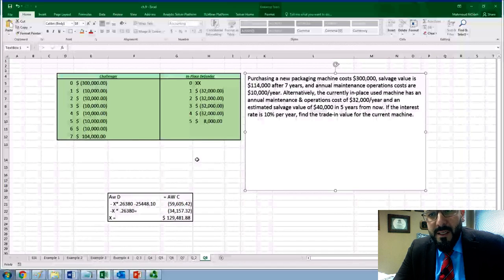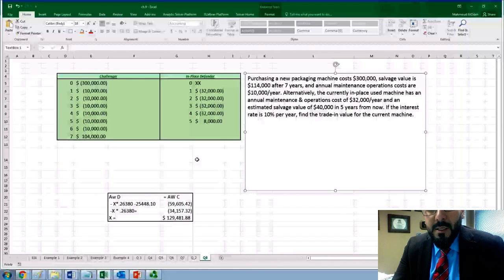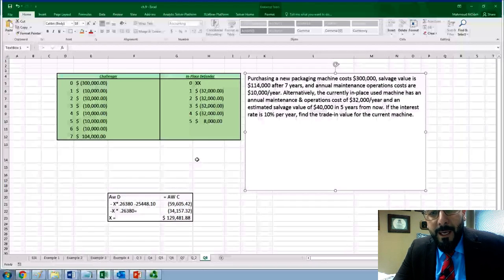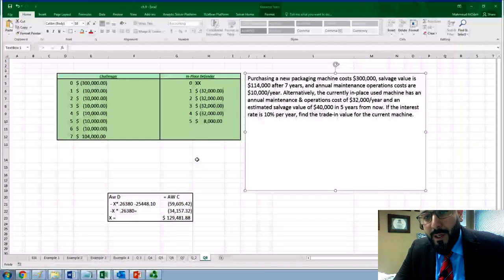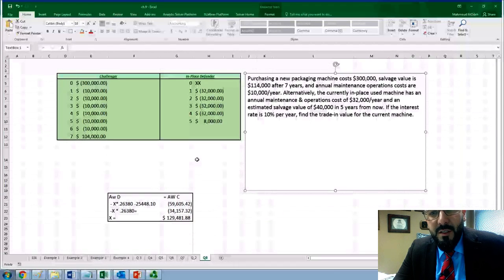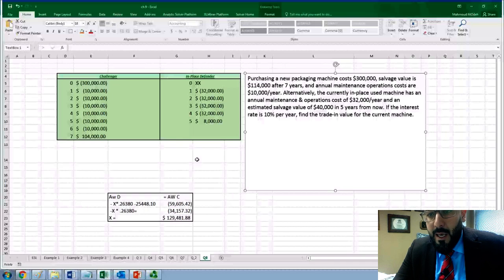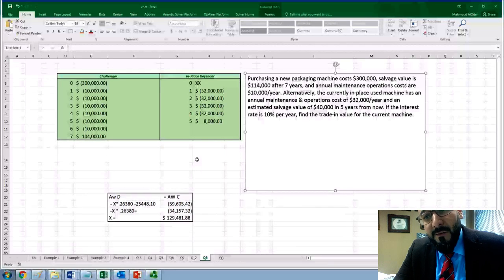There is an annual maintenance and operational cost of $10,000 per year. However, the current machine, the in-place machine, has an annual maintenance and operations cost of $32,000 per year and an estimated value of $40,000 after 5 years from now. Now the question is, if the interest rate is 10% per year, find the trade-in value for the current machine.